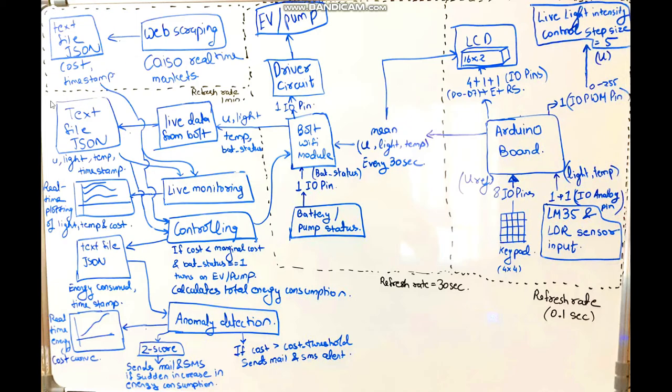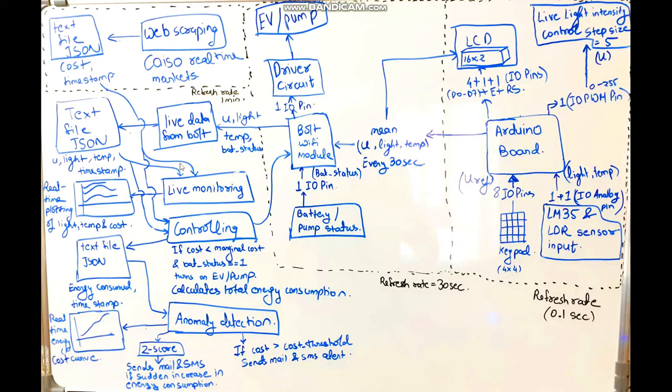Here I have got the cost of the electricity. Here I have got the light and temperature, and U, which is the signal that I'm sending to control the light. Next, I have used the light, temperature and cost in this live monitoring system. I download the cost, light and temperature to the live monitoring script.